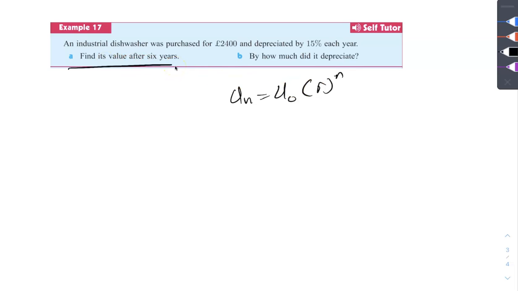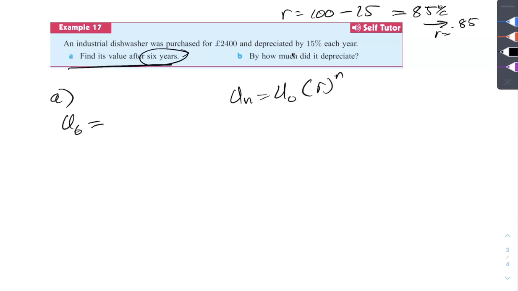So the first one here: let's find out what our R is. We have 100%, and we're subtracting off 15% because it's gone down in value. So we get 85%, also known as 0.85. So that's our R. My formula for after 6 years is U6 equals my initial amount, 2,400 pounds, times 0.85 to the 6.